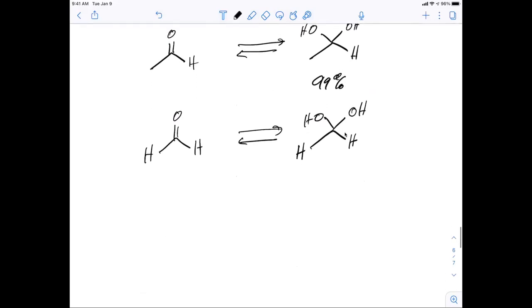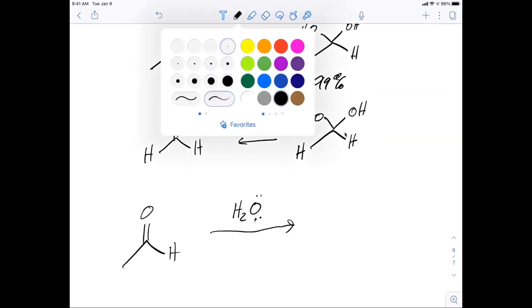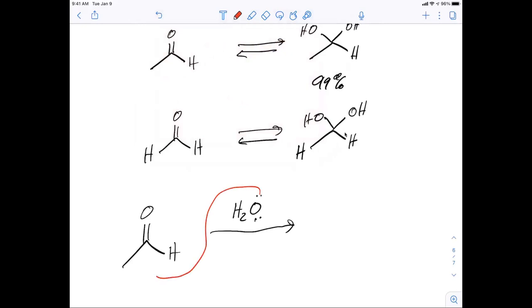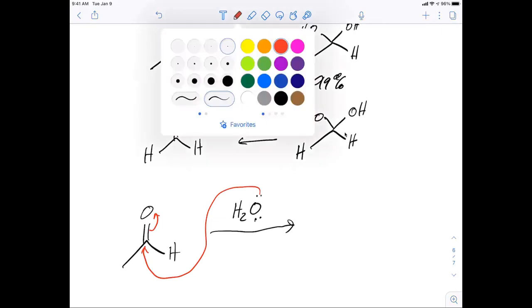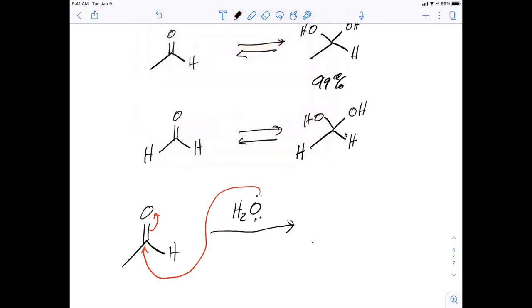Okay. Right. So how does this work? What happens is the water is going to react with this carbonyl, and we're going to do this mechanism several times, so get used to this, right? The nucleophile is going to attack the carbonyl. My pi bond is breaking, right? I'm going to get the negative charge here, with the water attached.